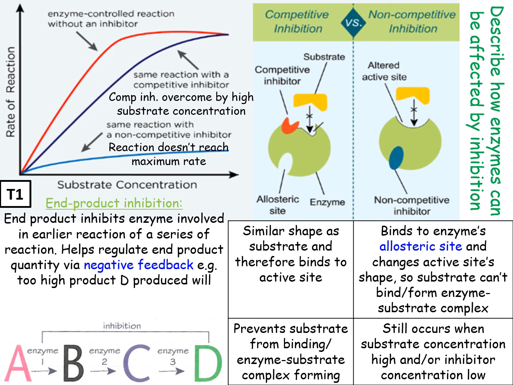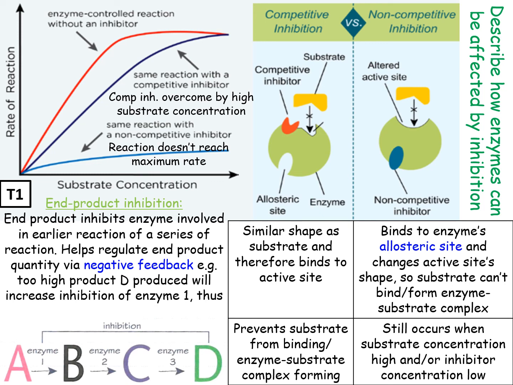So to help you understand this, if you had too high product D, so you produce too much product D, that product D could inhibit the enzyme activity of enzyme 1. So in other words, it will inhibit enzyme 1 activity, therefore less product B would be produced. If you produce less product B, that means less product C would be produced, and that means less product D would be produced, therefore decreasing the production of D.